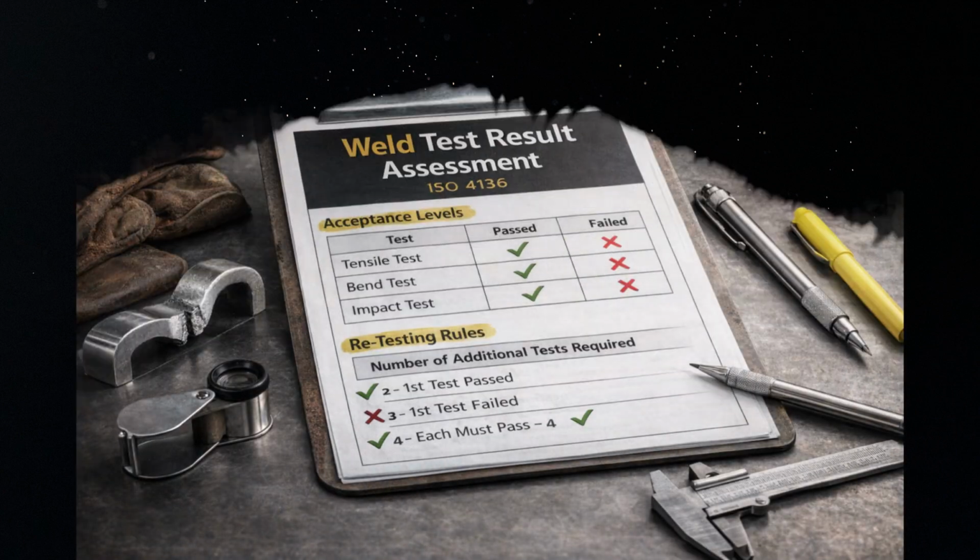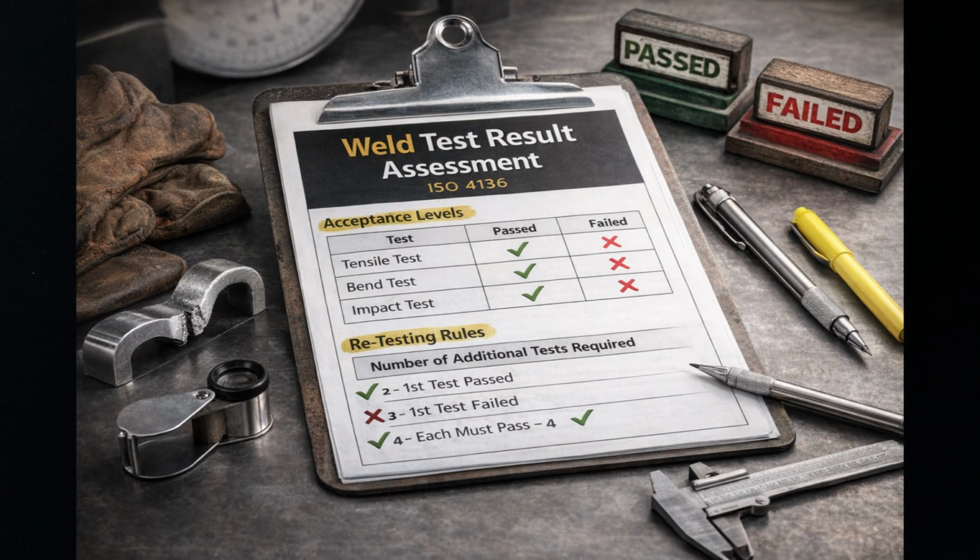Lecture 6. Acceptance levels and retesting. After all the testing is done, we need to assess the results. In this lecture we cover two related topics. First, the acceptance levels that define whether a test piece has passed or failed, and second, the retesting rules that govern what happens when something does not meet the required criteria. These are practical, day-to-day tools for the welding engineer and inspector.